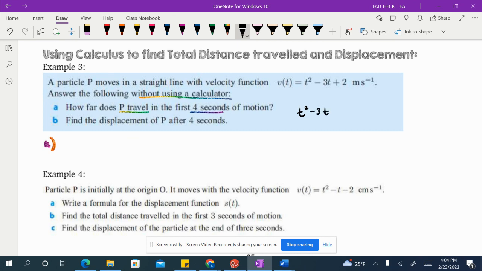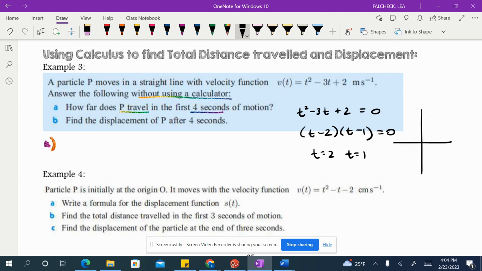t squared minus 3t plus 2 equals 0. We would get t minus 2, and then t minus 1. That would give us the roots. So we've got t equals 2, t equals 1. All right, cool. So these are going to be our roots, right?